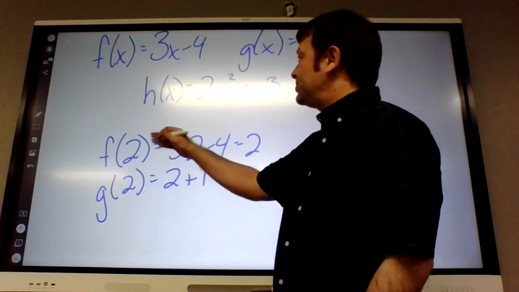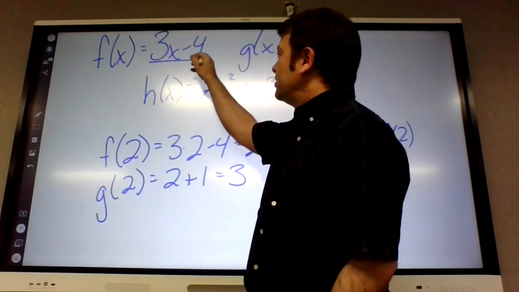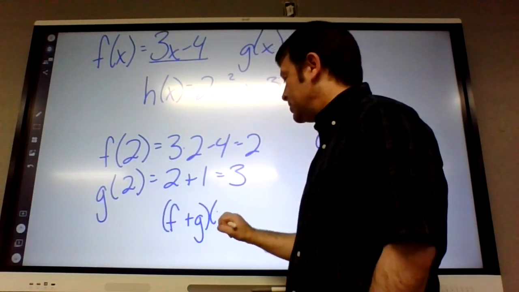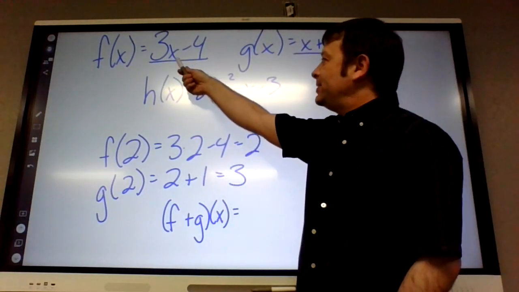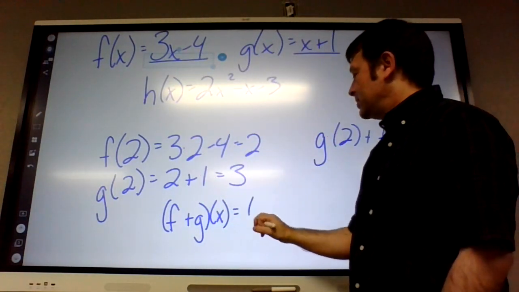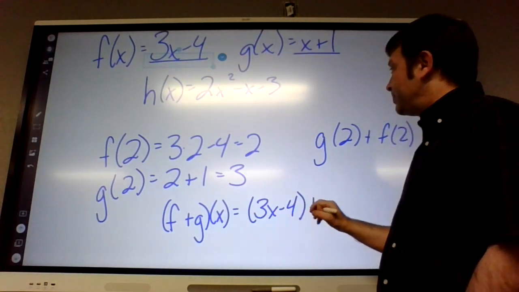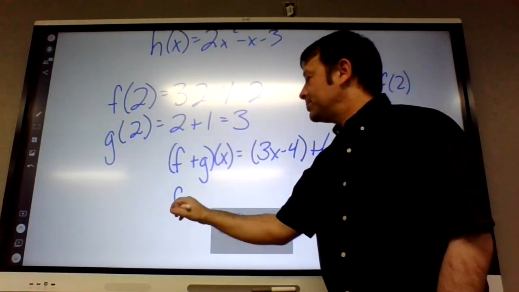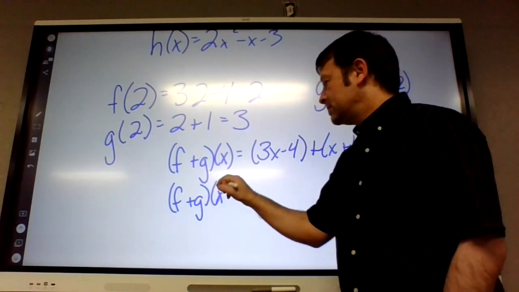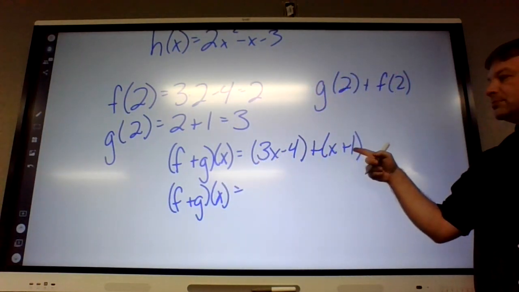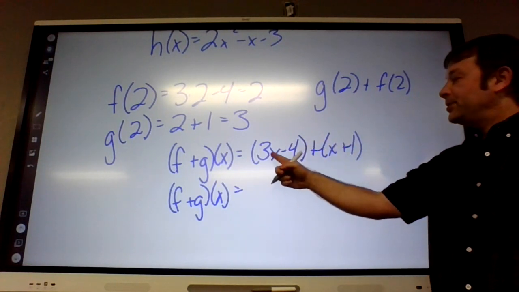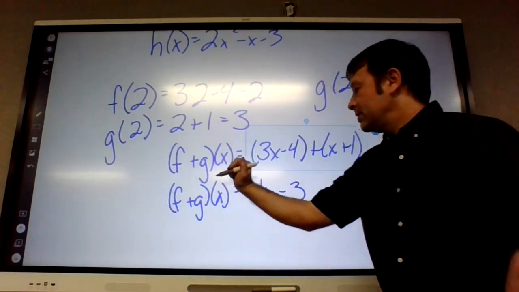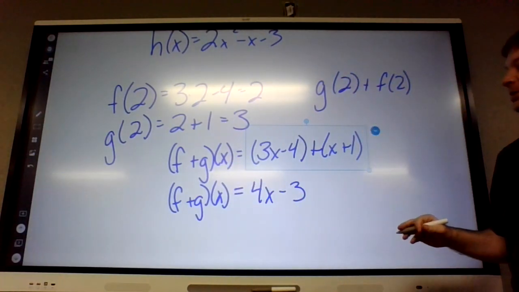If we add these two functions together, this is the notation, f plus g of x. That's how you write it. If I add these two together, it'd be 3x minus 4 plus x plus 1. Okay, which simplifies to what? You can add like terms, right? 3x plus x is 4x, minus 4 plus 1 is negative 3. That's the answer to number 1.